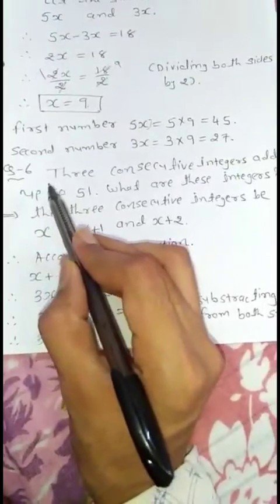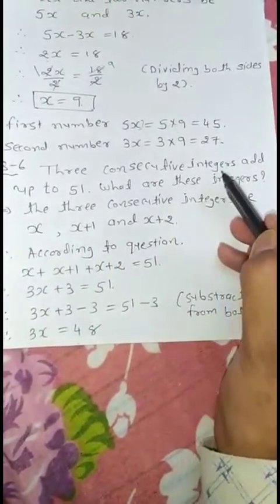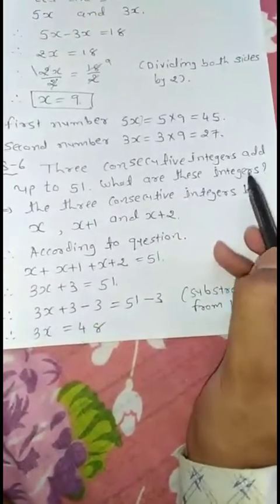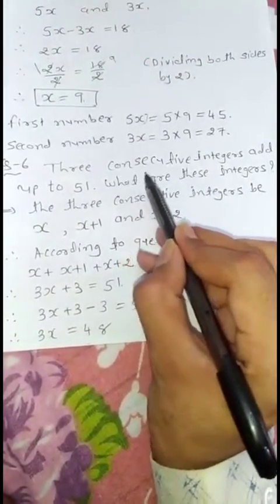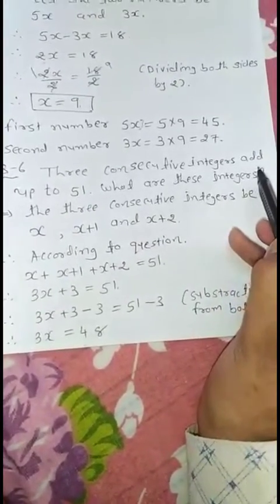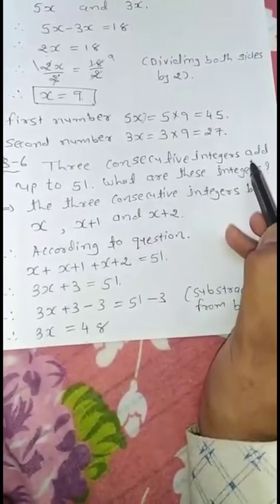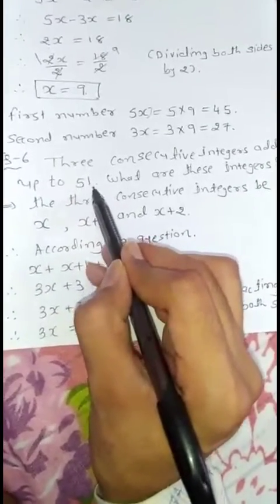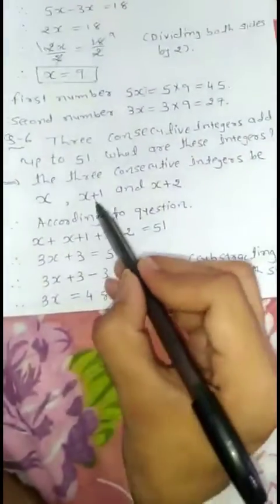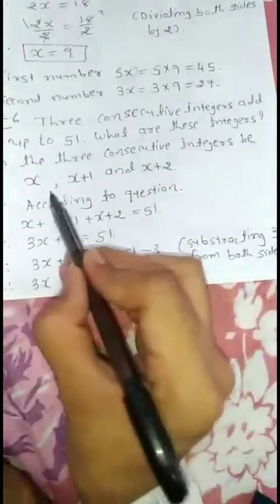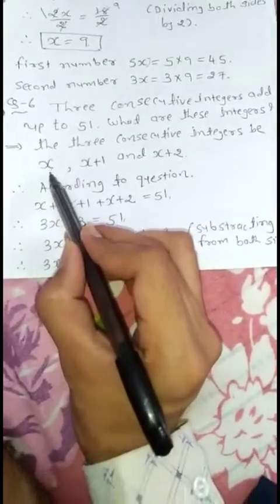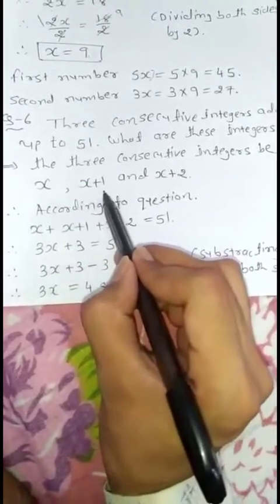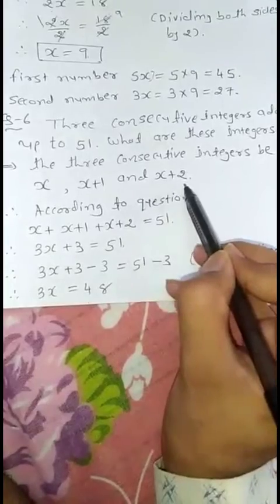Question number 6. Three consecutive integers add up to 51. What are these integers? What do we have to do? The 3 consecutive integers that we have, we first have to assume them. They are being added to each other, and their sum is up to 51. So I assume 3 integers. Suppose I take x as the first integer. Then the next consecutive number is x plus 1 and the next is x plus 2.